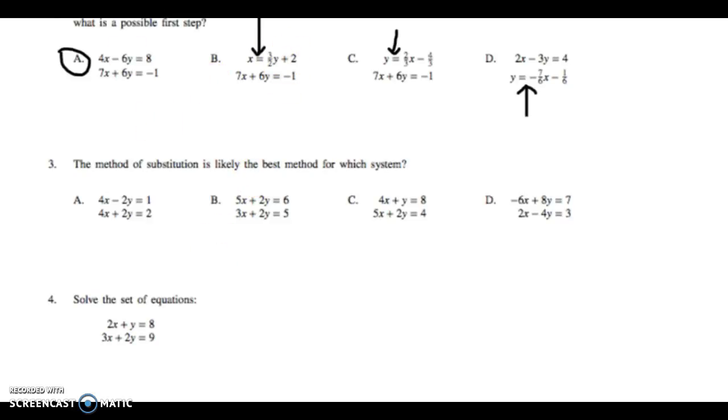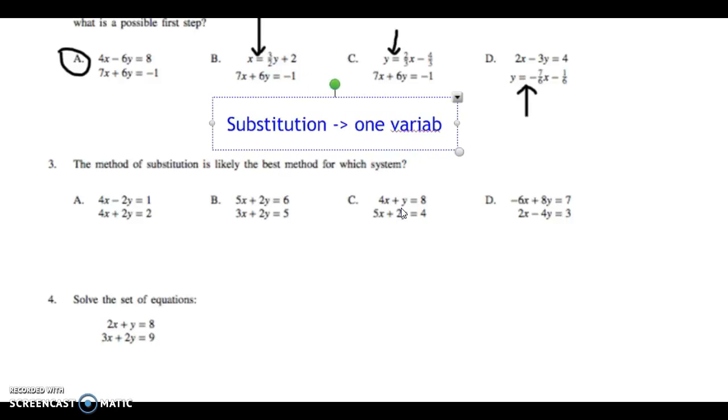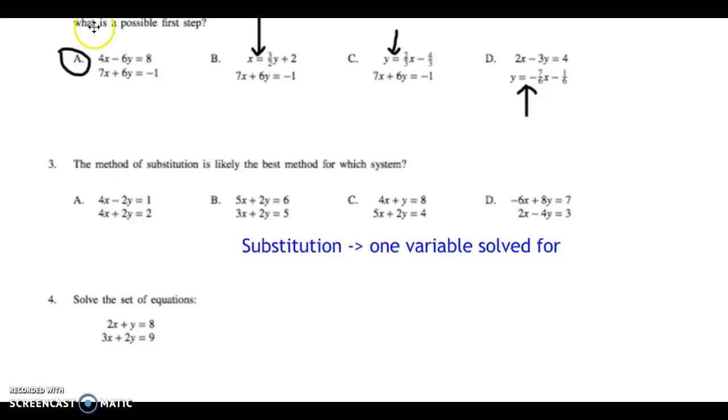As we said before, substitution is a method that requires one variable solved for by itself. So when I look at these systems of equations, 4x 2y, 4x 2y, there are coefficients on all four of these variables. There are coefficients on 1, 2, 3 of these variables, but one of them has a coefficient of 1. That's the y there. And this one has coefficients on all four variables.